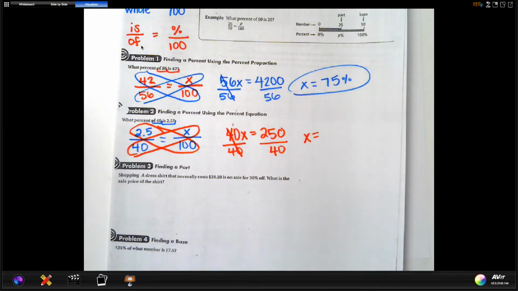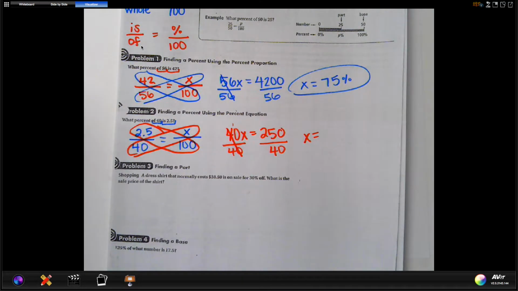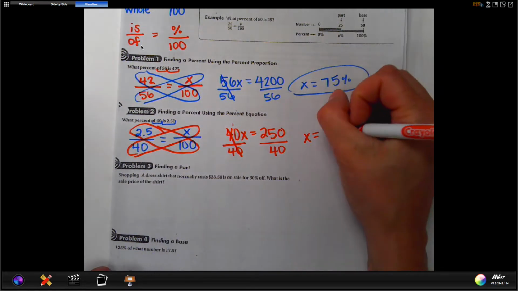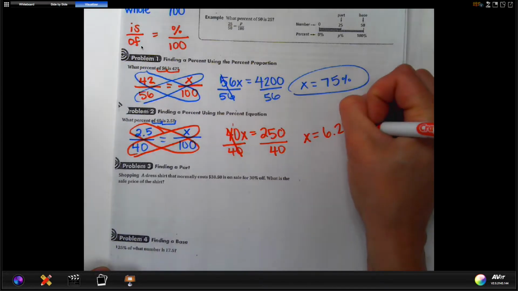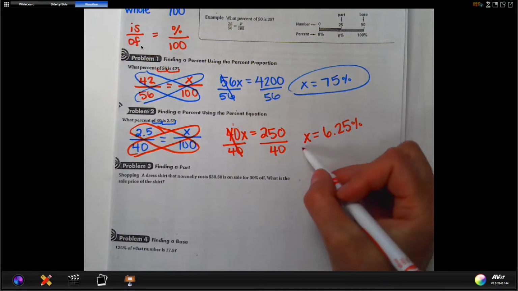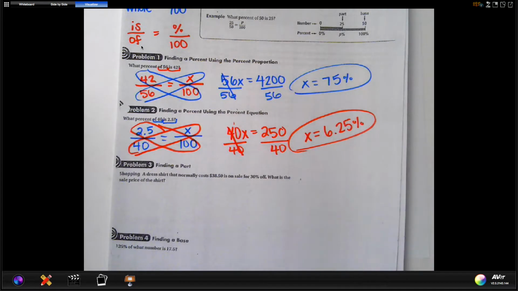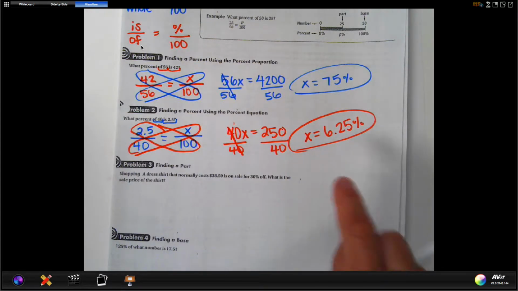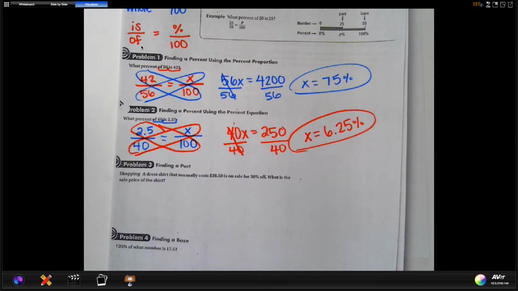And 250 divided by 40 equals, go. 6.25. Yep, and that's fine. Can you have a decimal in a percentage? Can you have 6.25%? Yes. Absolutely. Definitely. When you guys get a little bit older and you start getting interest rates for loans and stuff, there's almost always decimal percentages when they're doing interest rates and things like that.